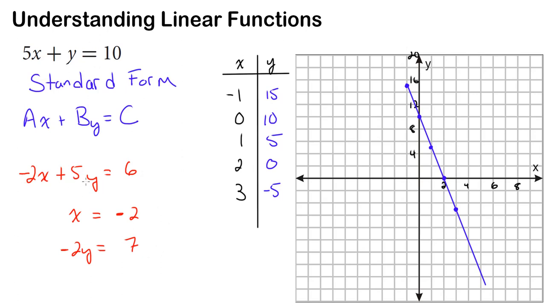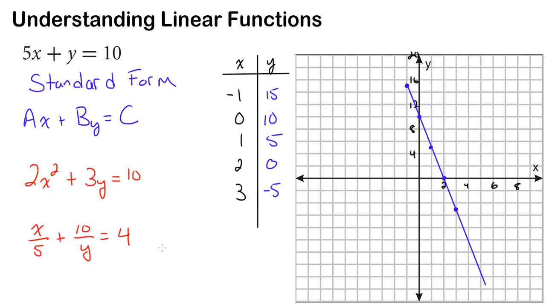Here, negative 2x plus 5y equals 6. My a value is negative 2, my b value is 5, and my c value is 6. In this second example, x equals negative 2. My a value is 1. My b value, see, there's no y, so my b value is 0. And my c value is negative 2. And in negative 2y equals 7, my a value is now 0. That's why you don't see an x. My b value is negative 2, and my c value is 7. So all three of these are linear equations written in standard form.